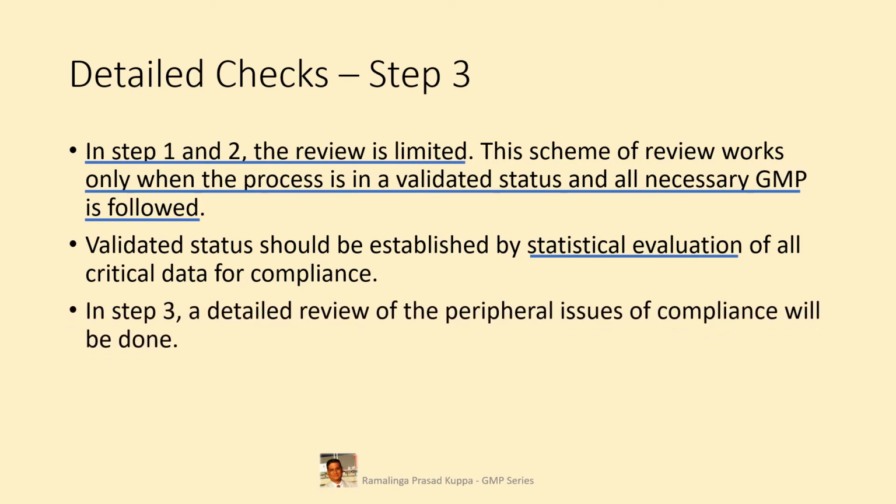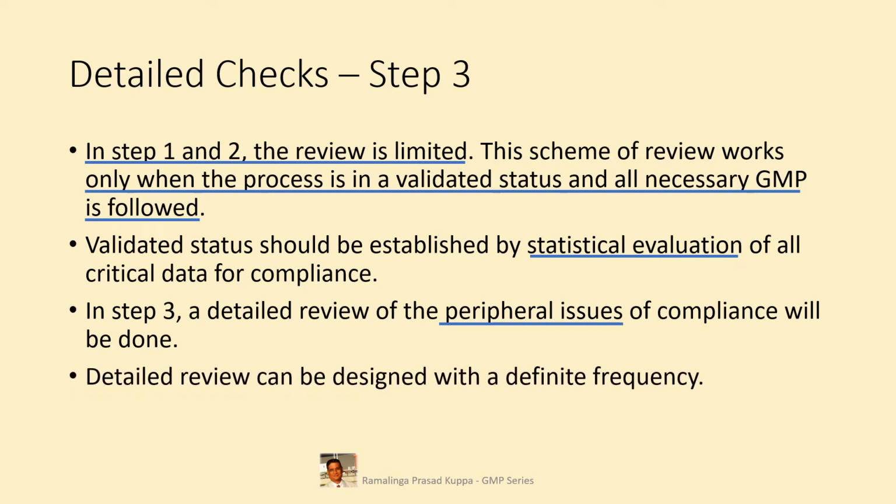In step 3, a detailed review of the peripheral issues of the compliance will be done. So, step 3 is a detailed review type looking into other leading peripheral issues. Detailed review can be designed with a definite frequency. If the statistical evaluation data is strong, objective evidence for routine compliance, the detailed review could be done with a definite frequency. It could be after a certain number of batches or a specific period like weekly or monthly, etc.